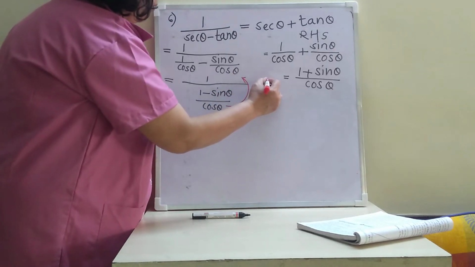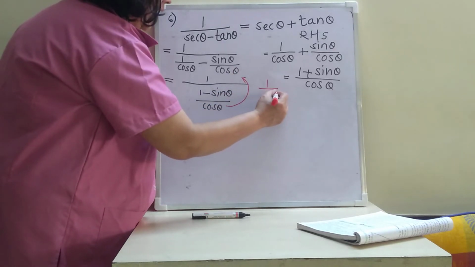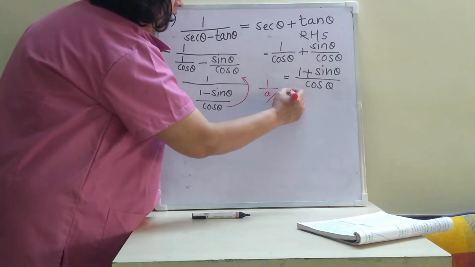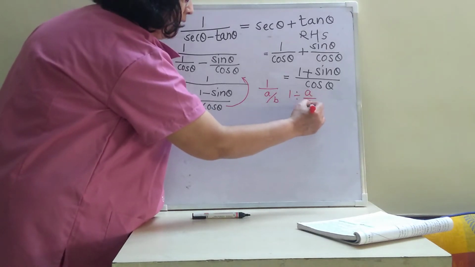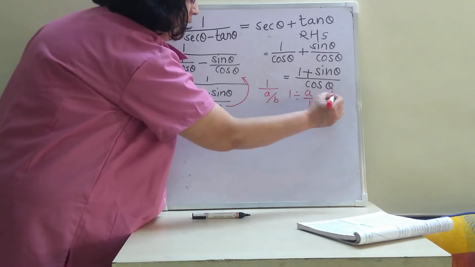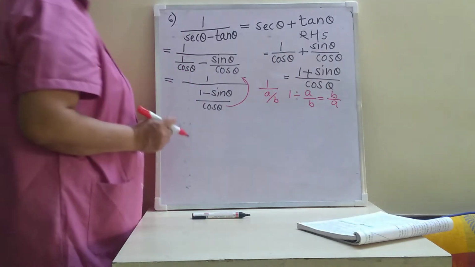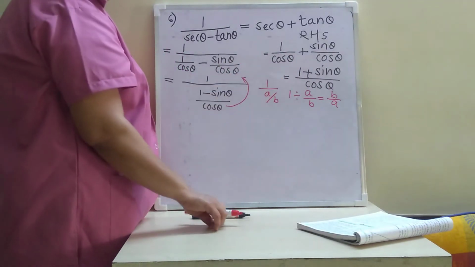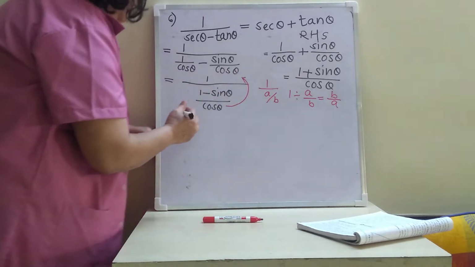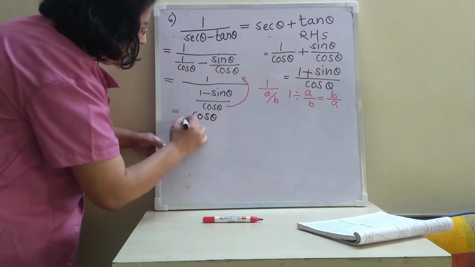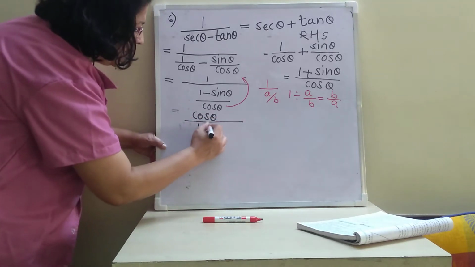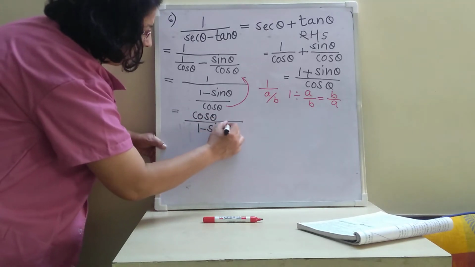How? So 1 upon A upon B means what? 1 divided by A upon B. It becomes B upon A. Okay, this is the property we are using. The same property. So what am I going to get here? Cos theta, and here I am going to get 1 minus sin theta.